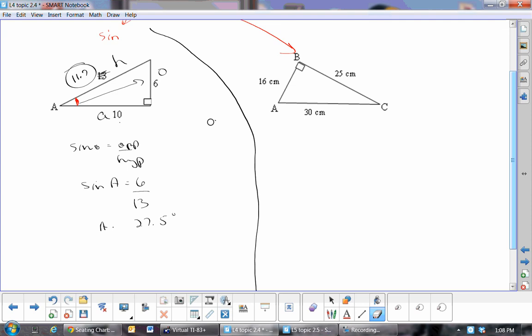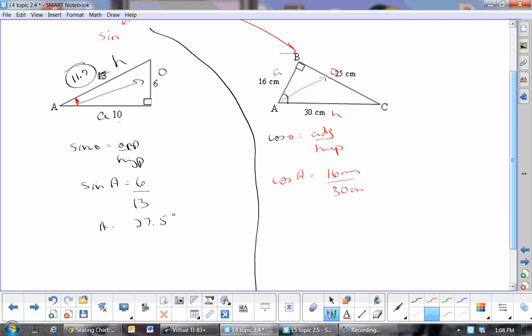Okay. So let's do cos A on this one. Now, we want to label all of our sides. So the 25 would be the opposite. 16 is the adjacent, and so cos theta equals adjacent over hypotenuse. Cos A equals 16 centimeters over 30 centimeters.